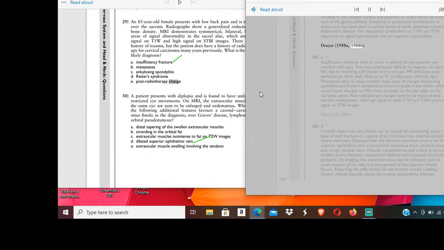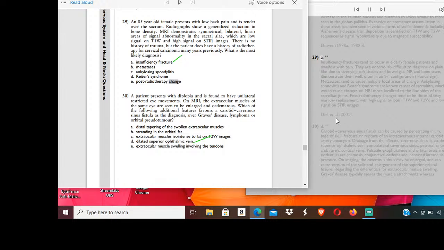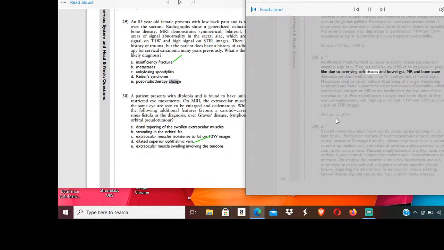29A. Insufficiency fractures tend to occur in elderly female patients and manifest with pain. They are notoriously difficult to diagnose on plain film due to overlying soft tissues and bowel gas. MR and bone scans demonstrate them well, often in an H configuration, the Honda sign. Metastases tend to cause multiple focal areas of change. Ankylosing spondylitis and Reiter's syndrome are known causes of sacroiliitis, which would cause changes on MRI more localized to the iliac sides of the sacroiliac joints. Post-radiotherapy changes tend to be those of fatty marrow replacement, with high signal on both T1W and T2W, and low signal on STIR images. Dial et al., 2001.